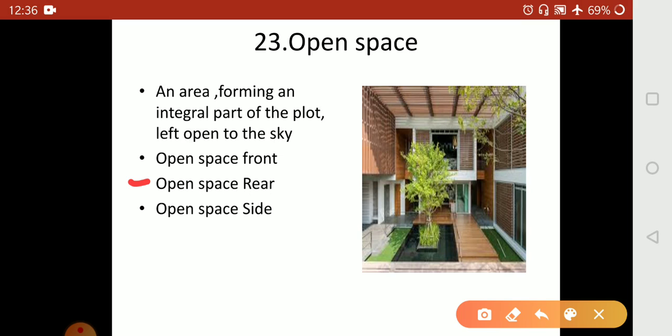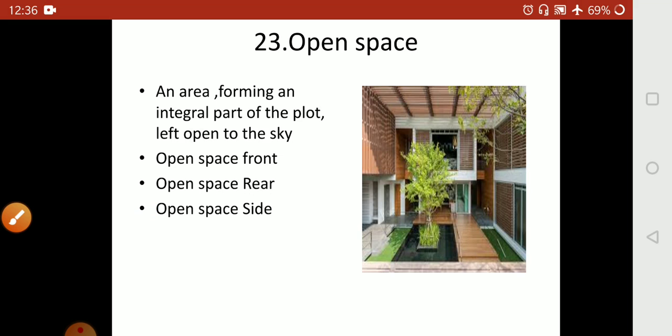Next is the open space rear. Open space rear means a rear of a plot between the rear of the building and the rear boundary of the plot. Okay, and the last is open space side. What is open space side? An open space across the side of the plot between the side of the building and the side boundary of the plot. Okay, that is called the open space side.